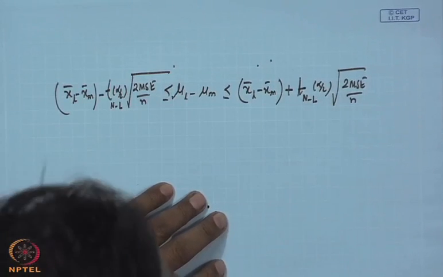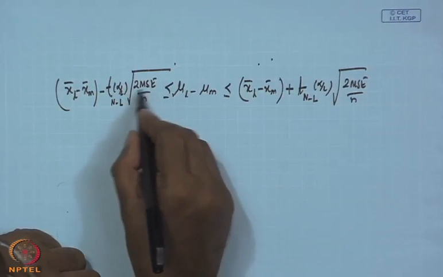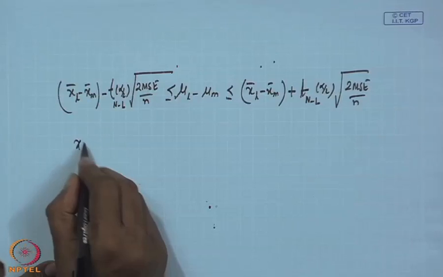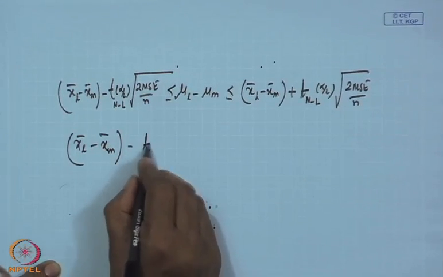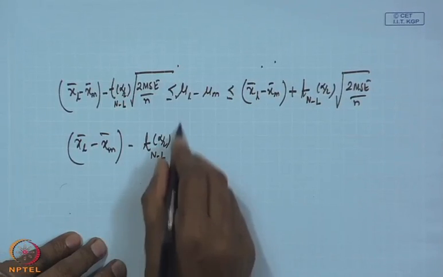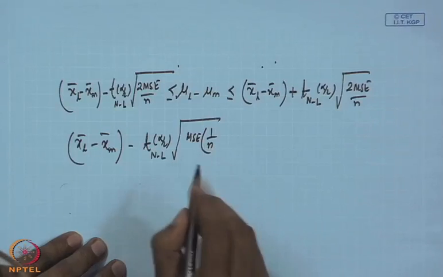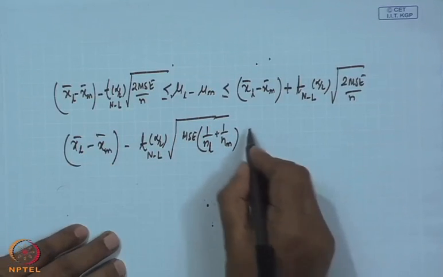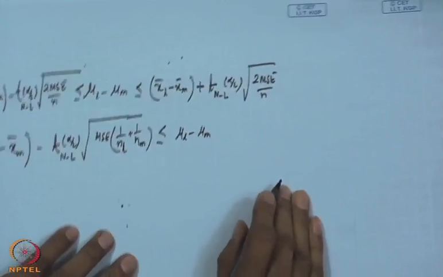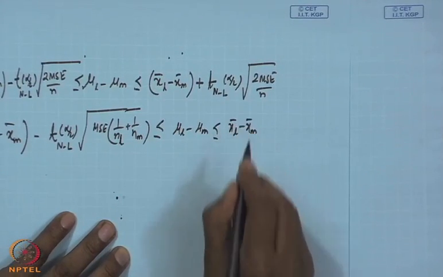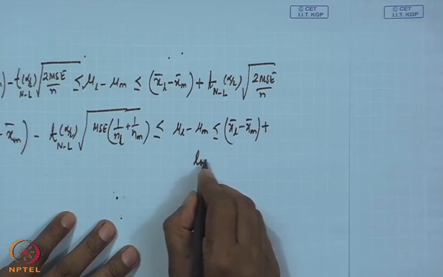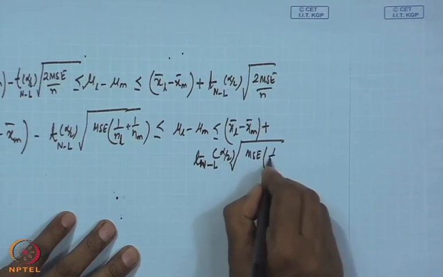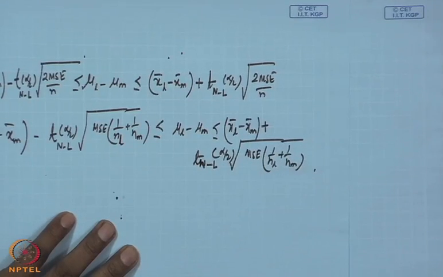What will happen if your sample sizes are different? Then this quantity will not be 2 MSE by n. For the unequal sample size case, XL bar minus XM bar minus t n minus L alpha by 2 times square root of MSE into (1 by NL plus 1 by NM), less than or equal to mu L minus mu M, less than or equal to XL bar minus XM bar plus t n minus L alpha by 2 times square root of MSE into (1 by NL plus 1 by NM). Okay.